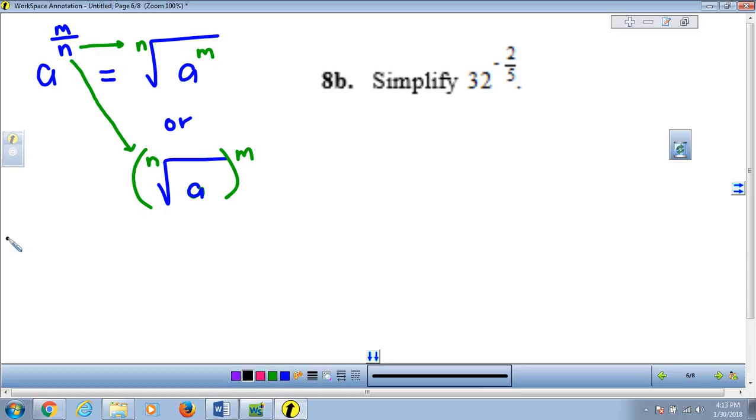So that's one rule. Another rule that we're going to need to use in this problem is the fact that you see that we have a negative exponent.